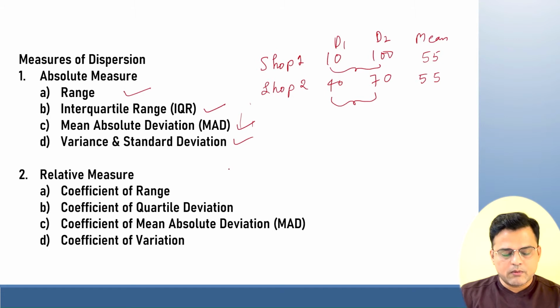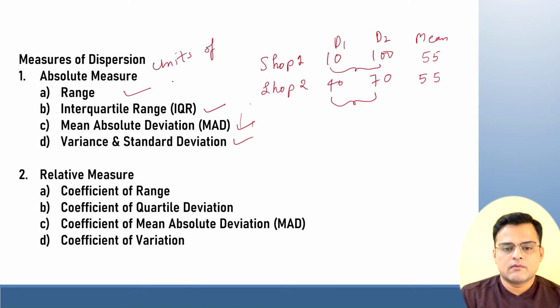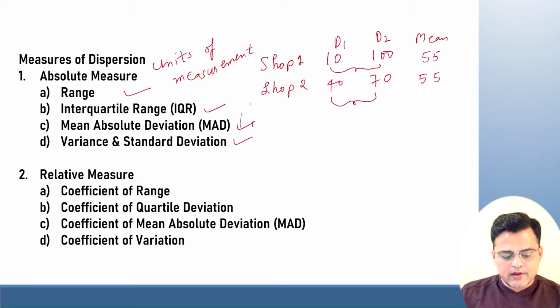Now, what is the difference between absolute measure and relative measure? It is very important to understand. In an absolute measure, it involves the units of measurement. For example, the dispersion of salary of employees is expressed in rupees. So in the case of an absolute measure, the salary will be expressed in INR, which is rupees.